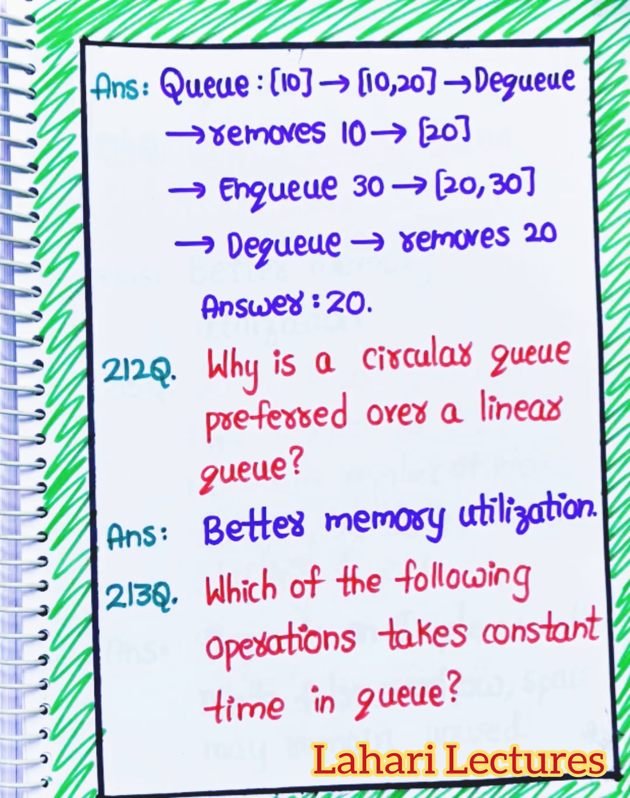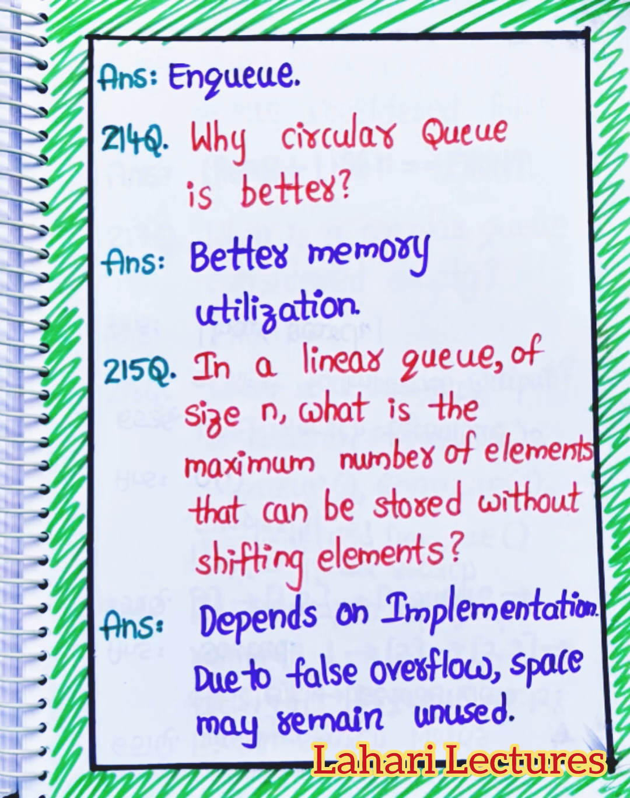Next question, why is a circular queue preferred over a linear queue? For better memory utilization. Next question, which of the following operation takes constant time in queue? NQ is the answer. Next question, why circular queue is better? For better memory utilization. Next question, in a linear queue of size n, what is the maximum number of elements that can be stored without shifting elements?